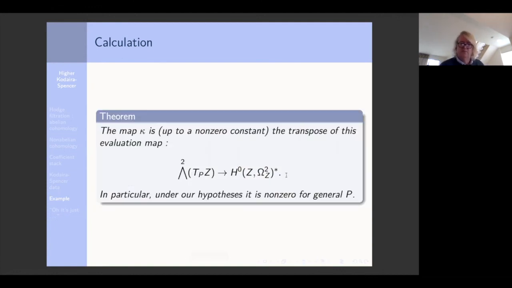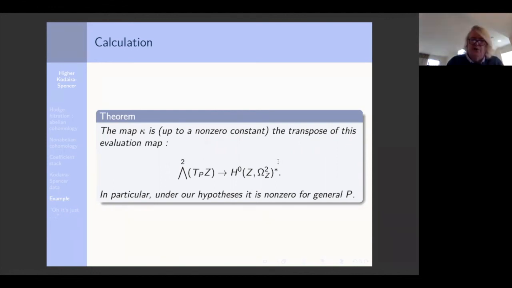Okay. And so the theorem of the calculation is that, up to some non-zero constant, this map, kappa, is the transpose of the evaluation map. And so under our hypothesis, it's non-zero for a general point P.